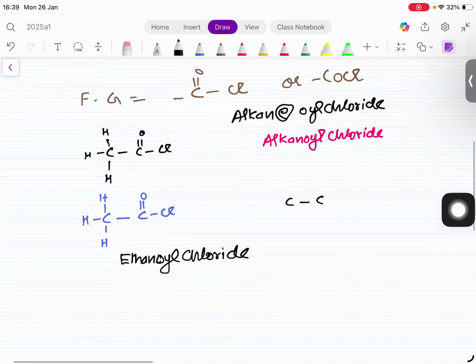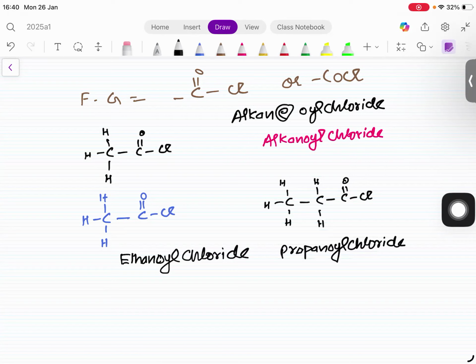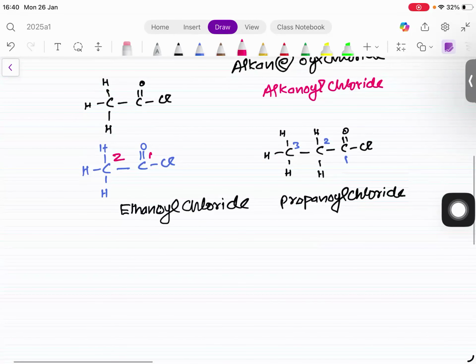Similarly, if there are 3 carbons, propanoyl chloride. Propane means 3 carbons, so OYl chloride. And why am I not mentioning the position? Because it is always at carbon number 1. So when the functional group is present at carbon number 1, you don't need to mention the position.